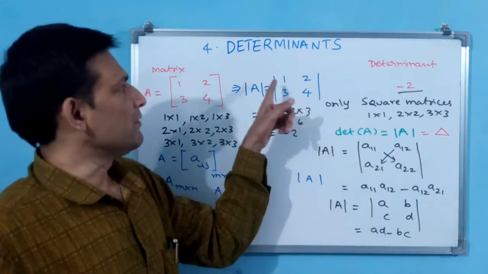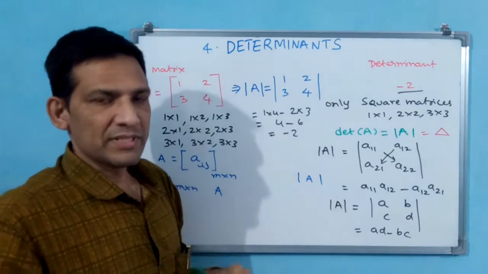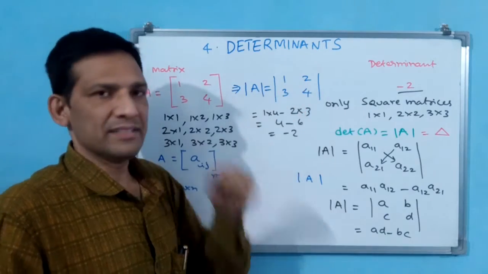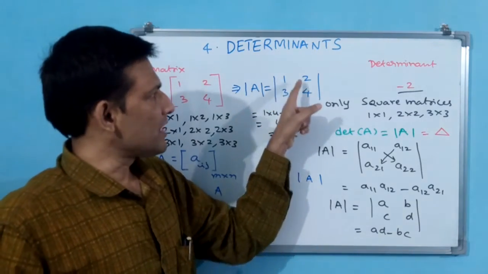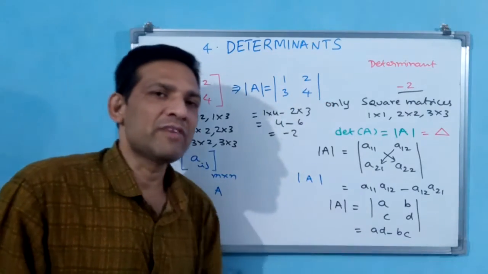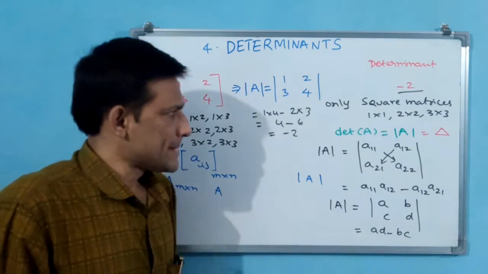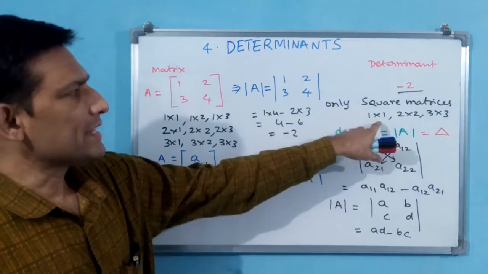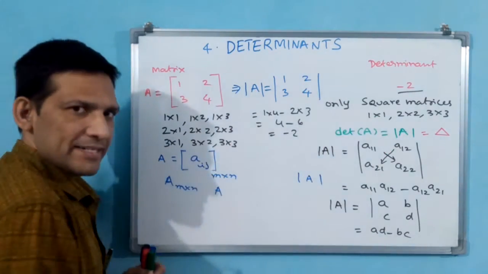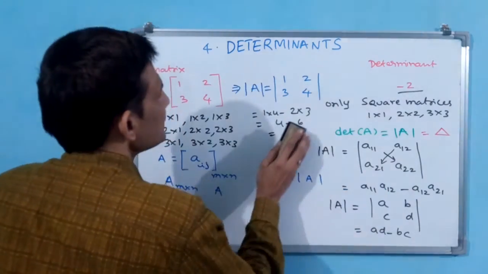AD minus BC. If here cos theta, sin theta comes, then cos square theta minus minus sin square theta, that is cos square theta plus sin square theta, and automatically the value will be 1. That's all. Like that also we can do. Now I want to remove this matrix, because we have already entered the determinants. We have seen the determinant. Let us see one by one.